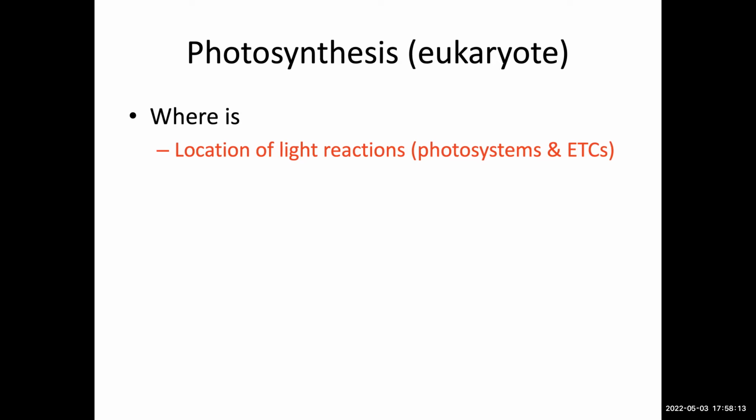Then there's a second step we'll talk about in a second, but those are the light reactions, the goal of which is to generate ATP and electrons. Where are the photosystems and their associated electron transport chains located in a eukaryotic cell? Let's start with Amy, if you know or can guess.